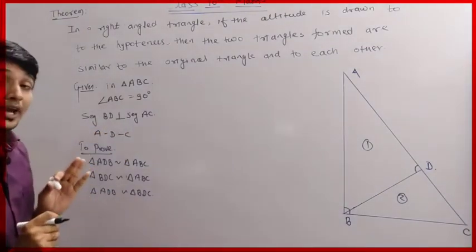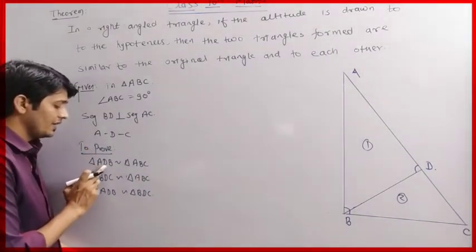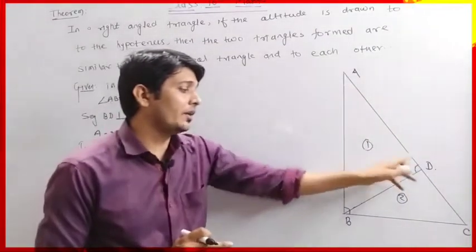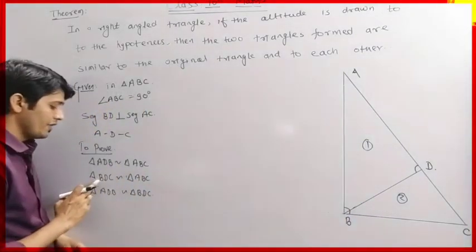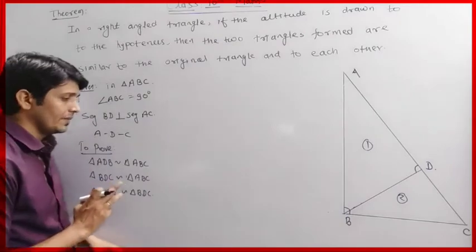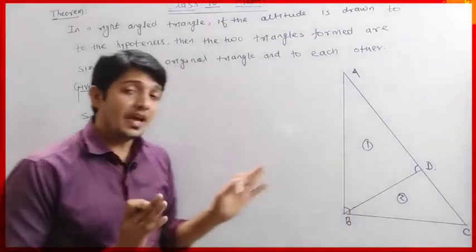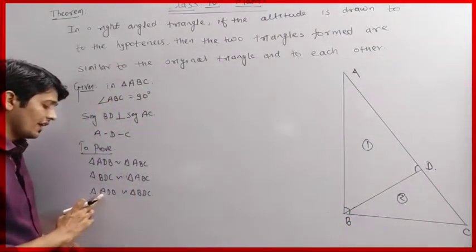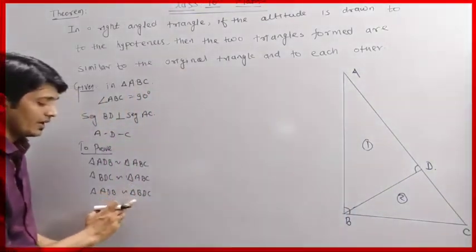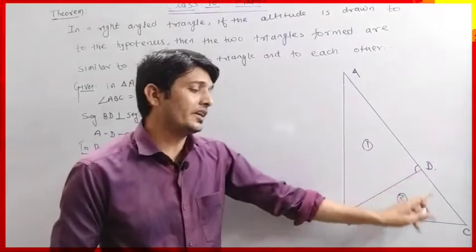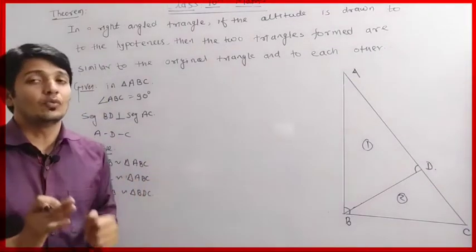Okay, so what we have to prove in the theorem is, first, that triangle ADB is similar to the original triangle ABC. In the second part, we have to prove that triangle BDC is similar to the original triangle ABC. And the third thing, we have to prove that triangle ADB is similar to triangle BDC. So we have to prove each pair similar one by one.